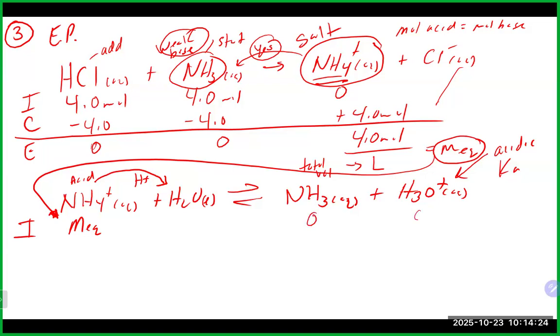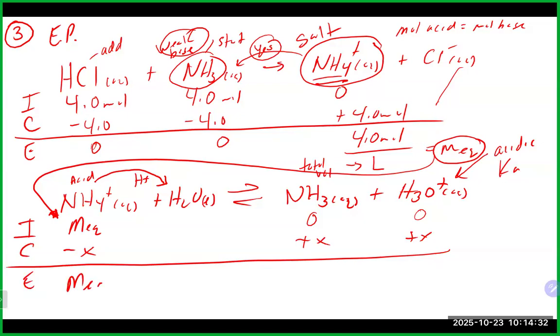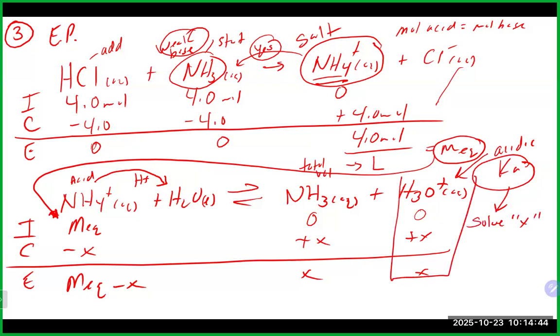We'll go 0 and 0 here. This one is going to be x's. So minus x, plus x, plus x. Equilibrium minus x, x, and x. Once again here, we need a Ka, and we want to solve for x. And in this particular case, x actually does equal the H plus concentration. So once we solve for x, we will have the H plus concentration, which means we could go directly into pH. So in this type of titration, we would expect the equivalence point to be acidic based on what's happening, and the hydrolysis is going to occur with the salt.